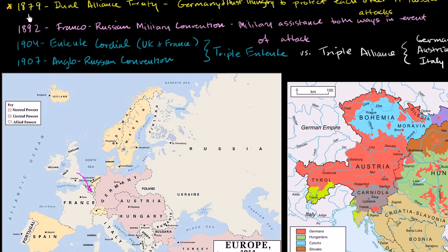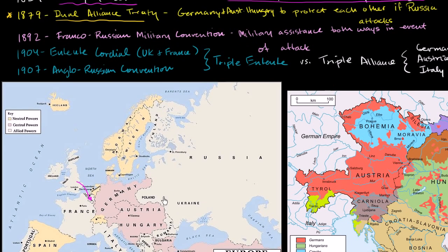And so in 1879, they signed the Dual Alliance Treaty between Germany and Austria-Hungary to protect each other if Russia attacks. They have this common enemy right over here, Russia. So they're going to protect each other. So this makes the new German Empire feel a little bit better about its position in Europe in case they were to get into a war with either of these characters.